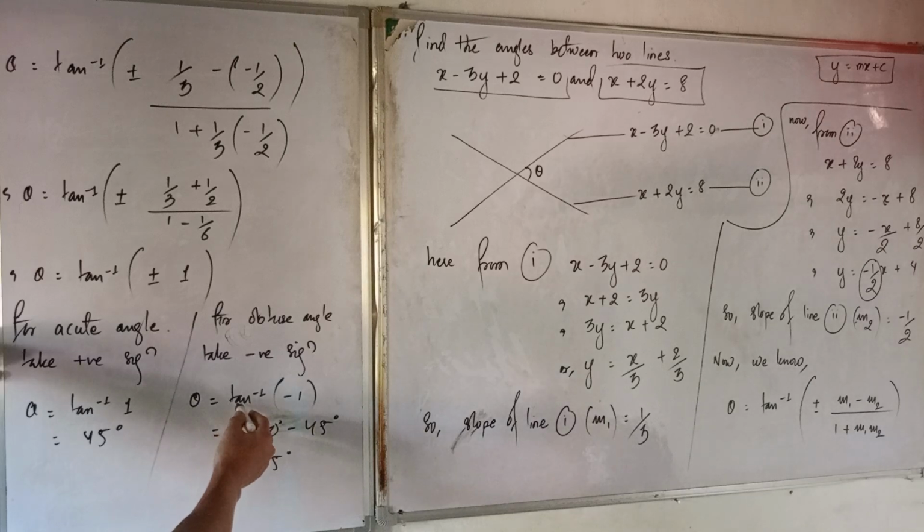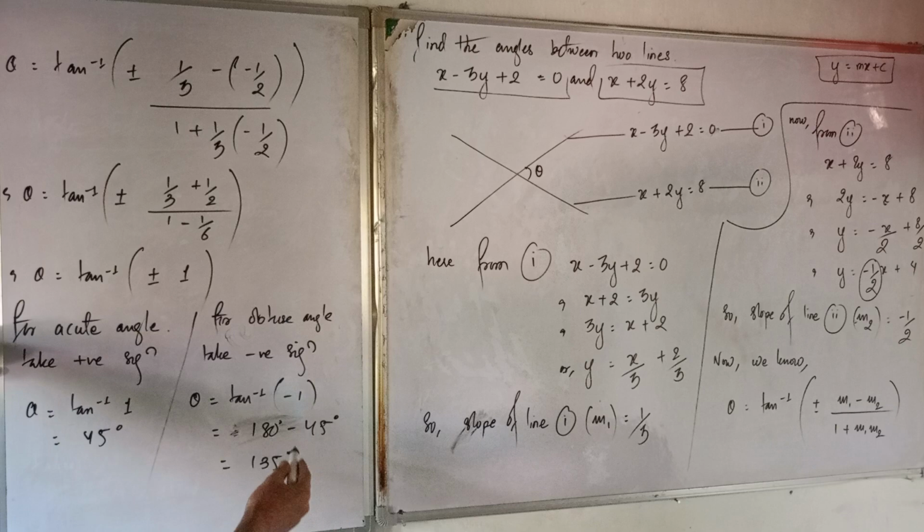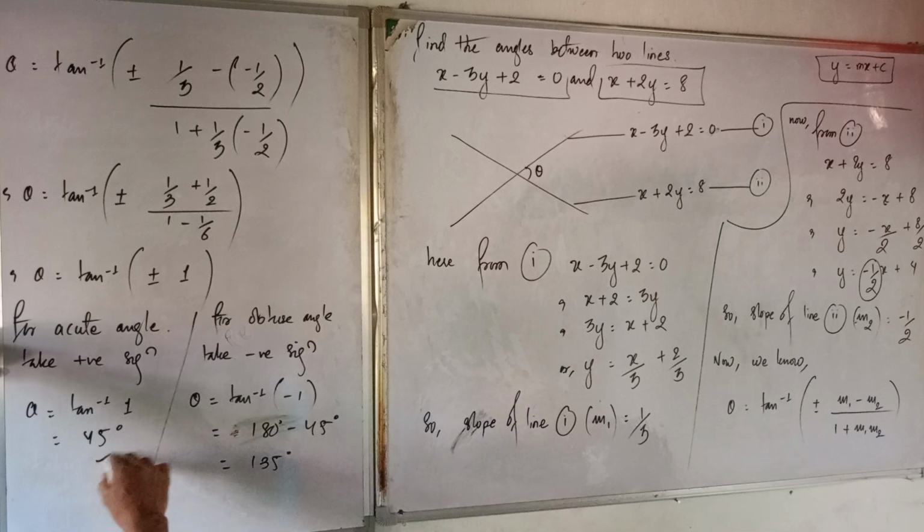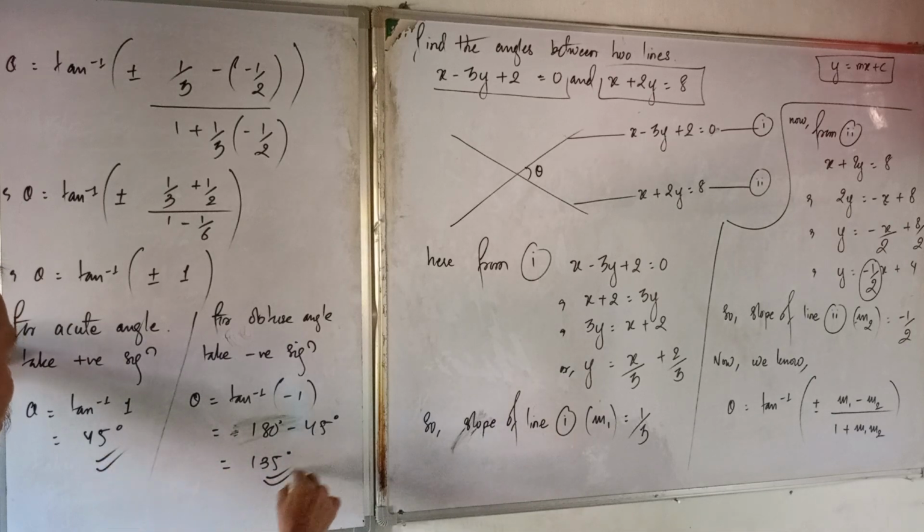So when you calculate tan inverse minus 1 in the calculator, you will be given minus 45 degree, which means 180 minus 45, that is 135 degree. This is an acute angle and this is an obtuse angle.